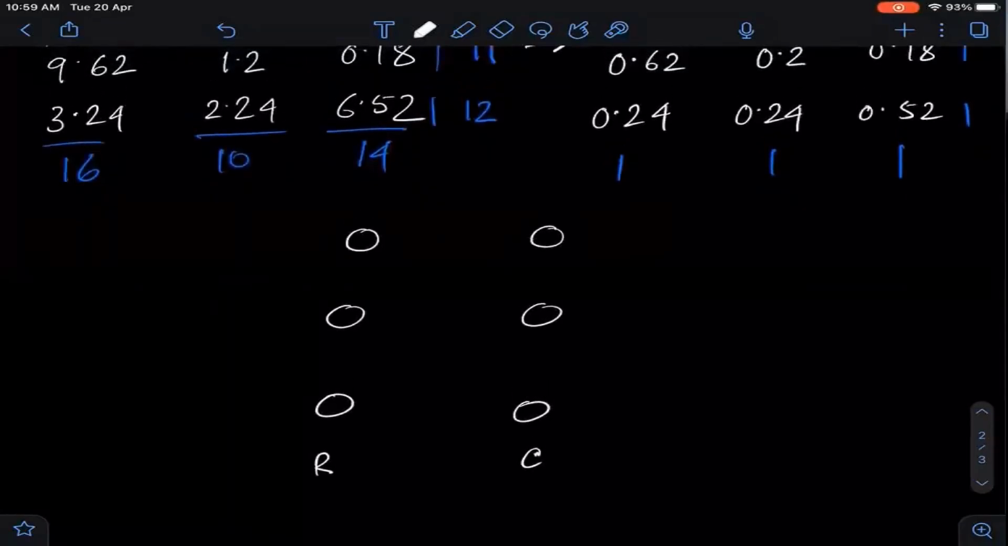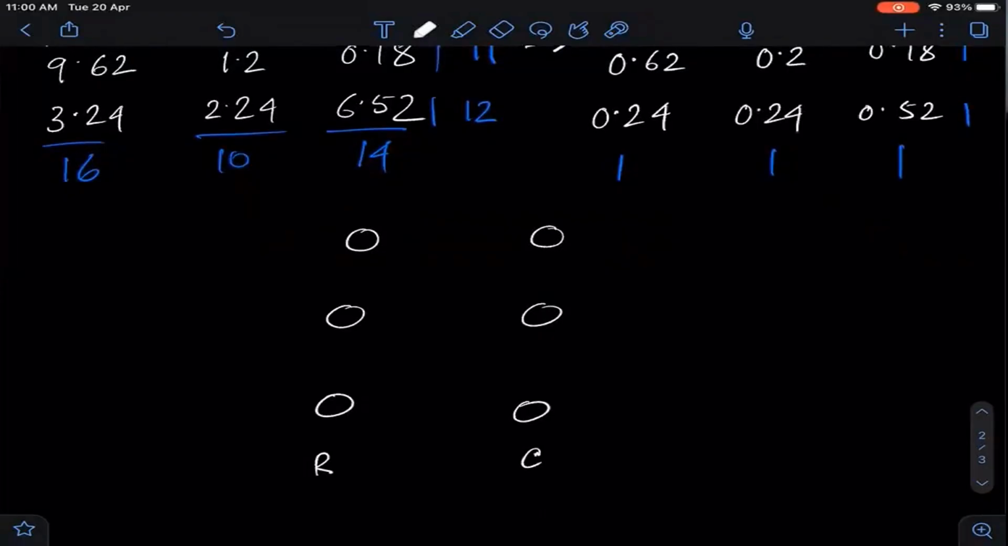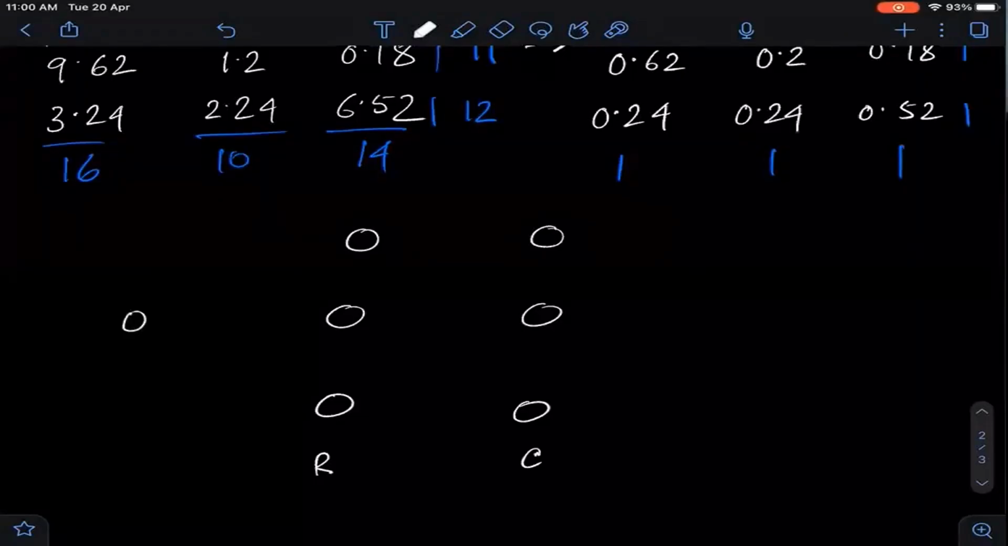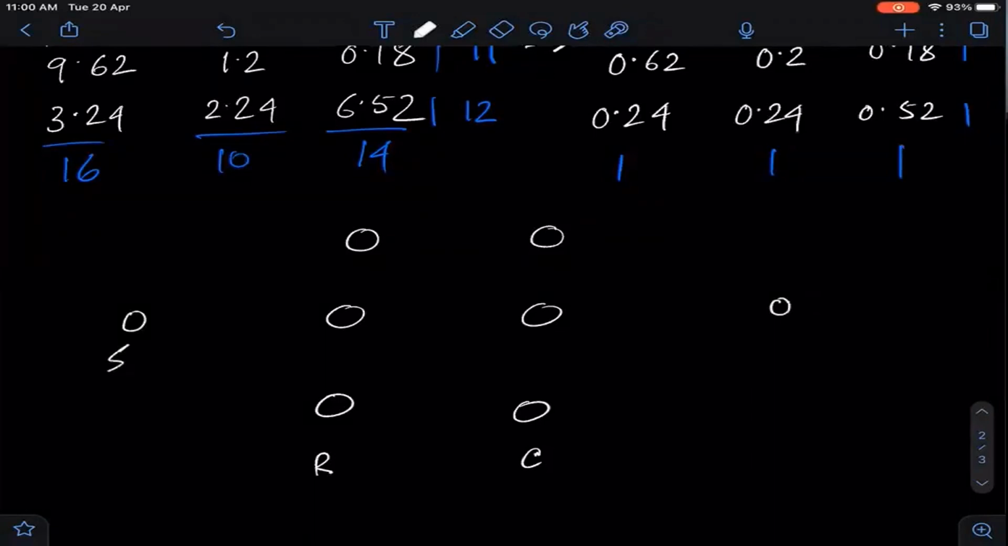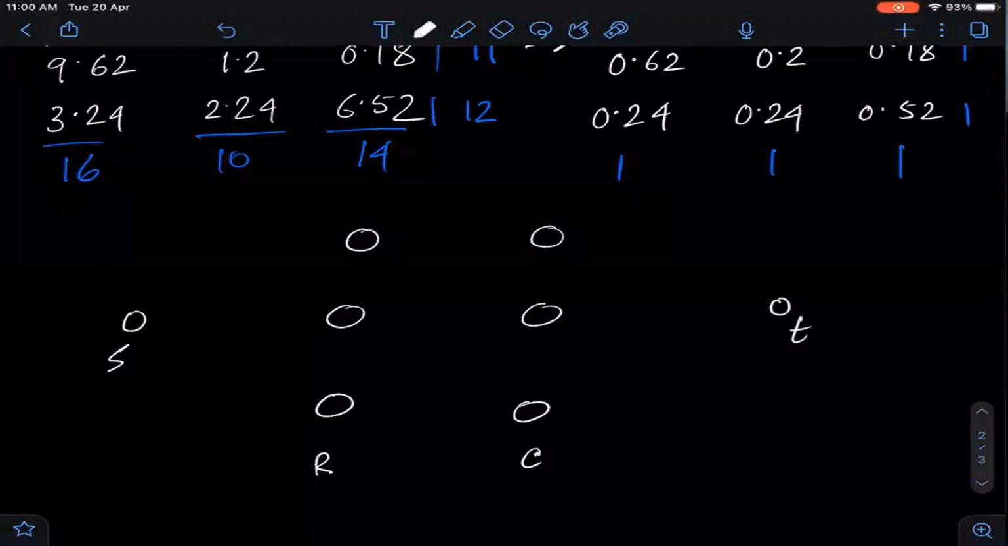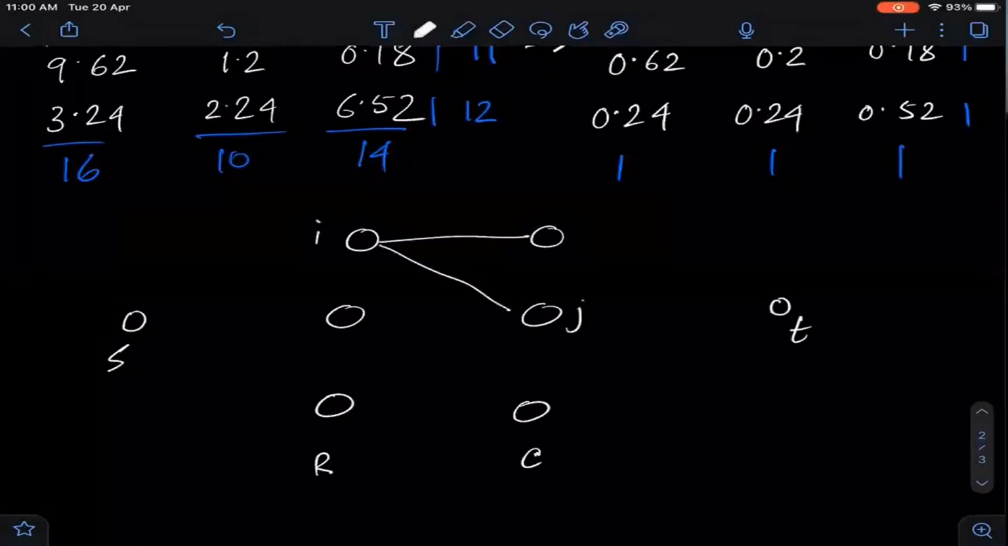Okay, ab what should be the edges in this graph and what else do I need? I need a source and a sink, right? Because I want to reduce it to a max flow. So I need a source and a sink. Okay, so Kevin is saying that I should make this a complete bipartite graph. Okay, so I will put an edge. So suppose this is I and this is J. So I will put an edge between every pair of vertices.